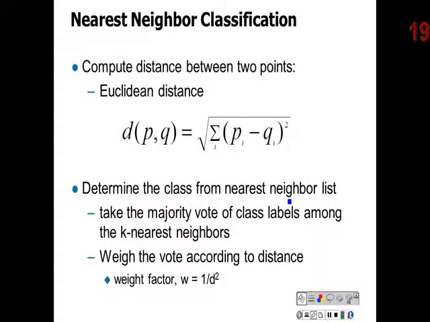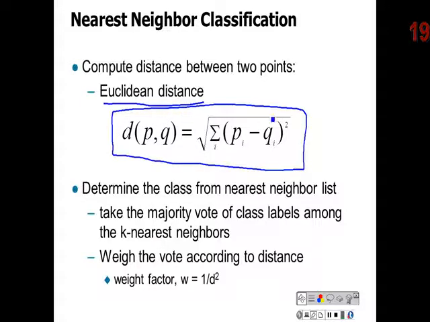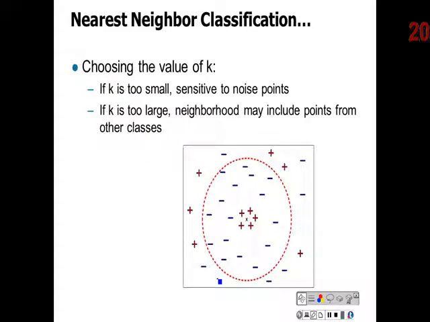The measurement used to find the distance is Euclidean distance. We are familiar with this equation, with this formula. So the Euclidean distance between two points is the square root of the sum of the squares of the subtraction of the first point from the second point, and we saw this before. And there is some kind of weighting factor which is equal to the inverse of the square of the distance between those two points. So it's some kind of voting.